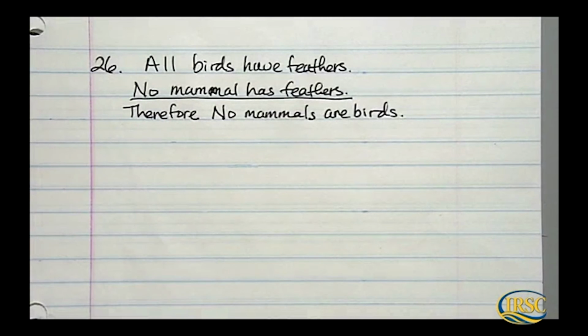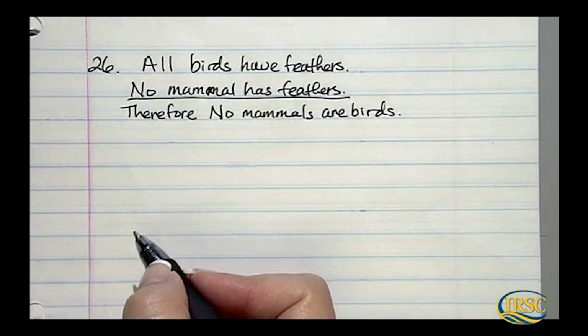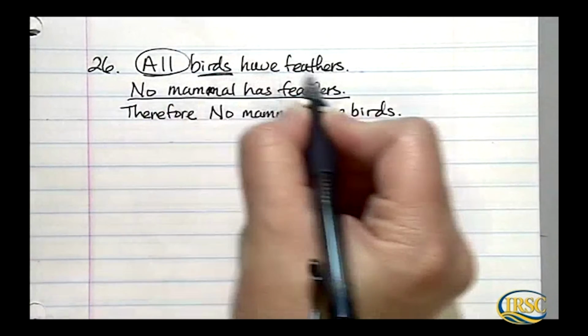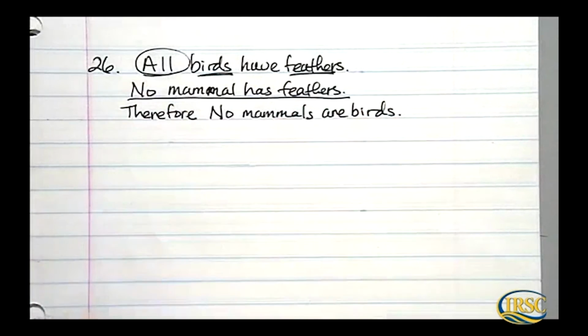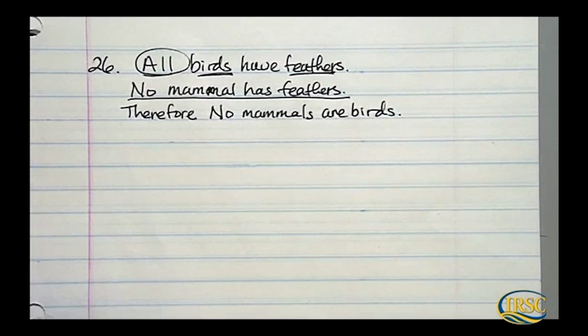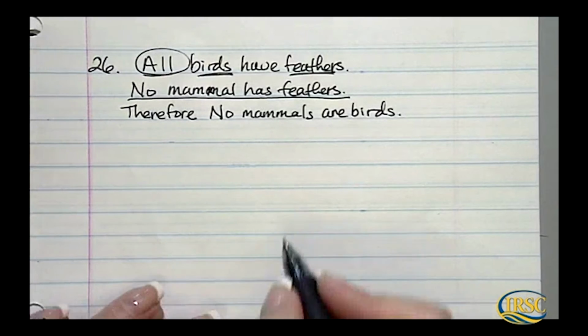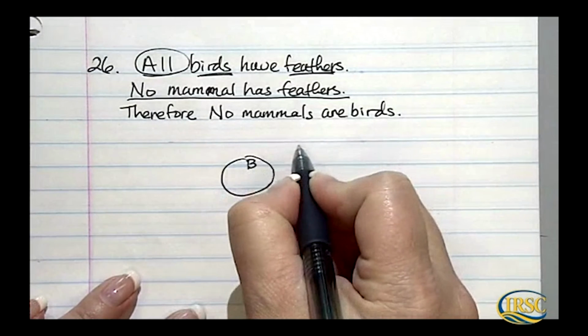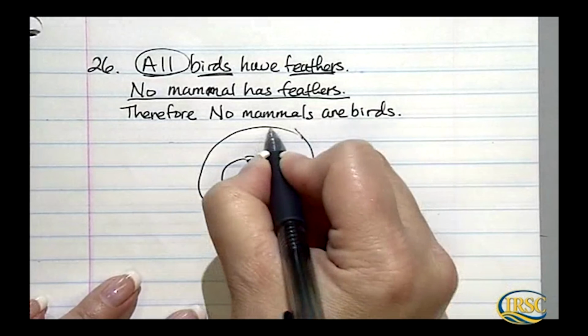We start with the first premise. All birds have feathers. And so the key word there is all. Okay, so you need a circle for birds and a circle for feathers. And all means that the birds are inside feathers. The first item has to be inside the second item. Okay, so here's our circle for birds, and here is our circle for feathers.